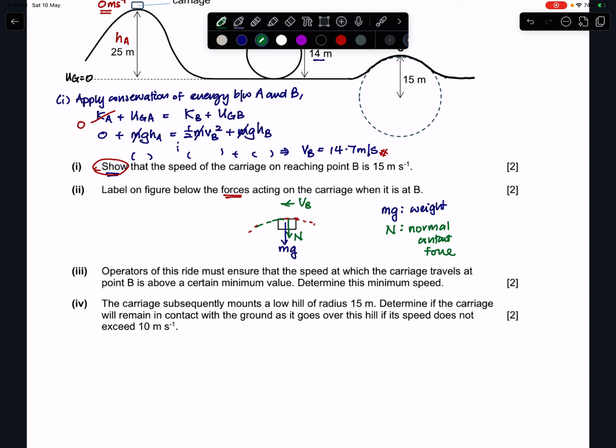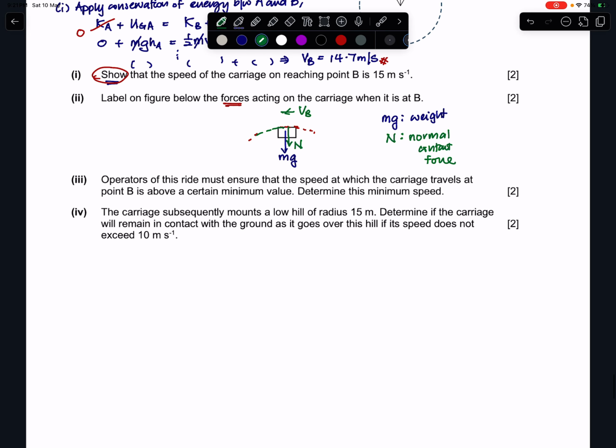All right, so please remember to label. Operators of this ride must ensure the speed at which the carriage travels at point B is above a certain minimum value. Minimum value for what? Minimum value for it to remain in contact. So determine this minimum speed. Let me quickly explain why a minimum speed is needed. Let us consider the extreme case whereby this carriage reaches 0 meters per second at this particular point in time.